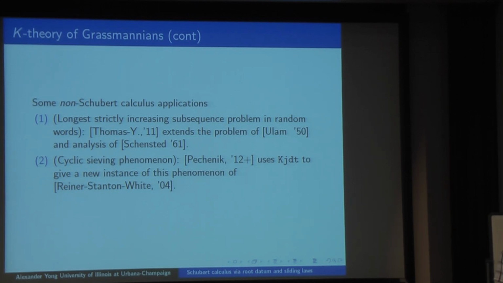So the question that he wanted to ask was that if you take a random permutation, uniformly at random, what is the longest increasing subsequence? What's the expectation of the longest increasing subsequence? So again, that's a random variable, what's its expectation?